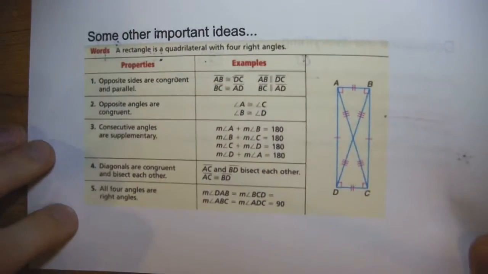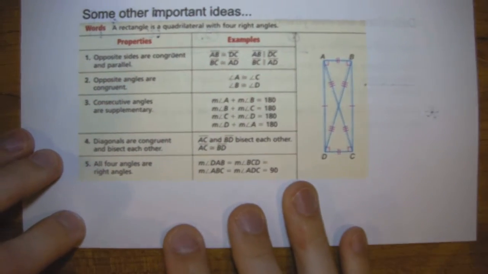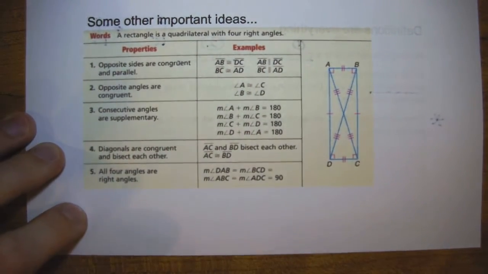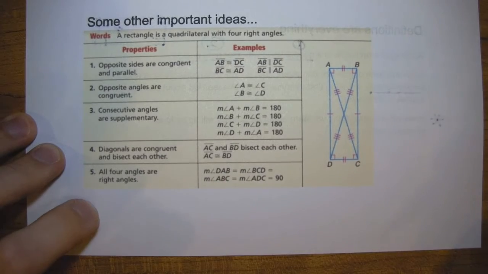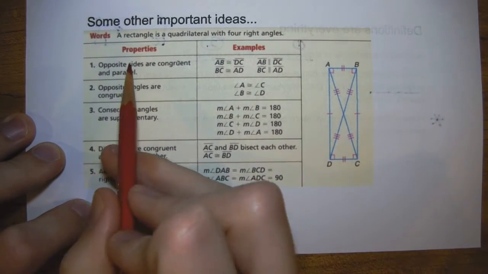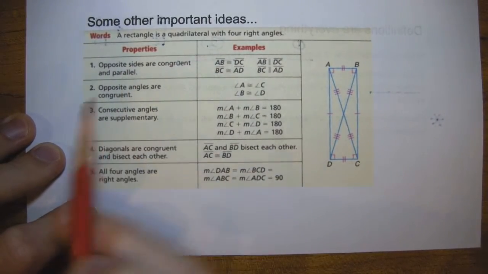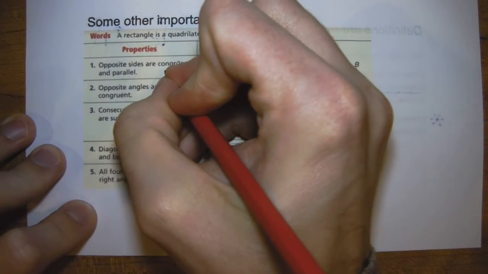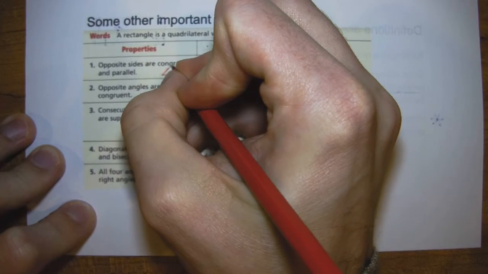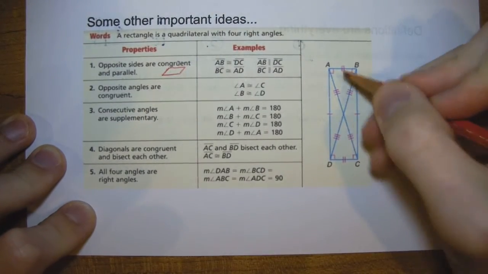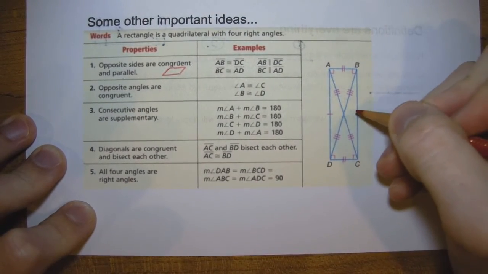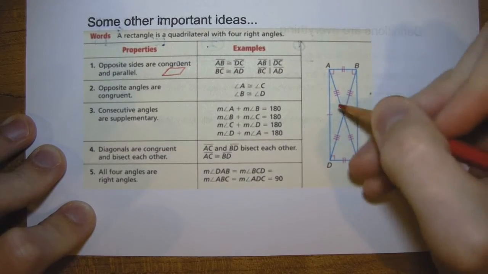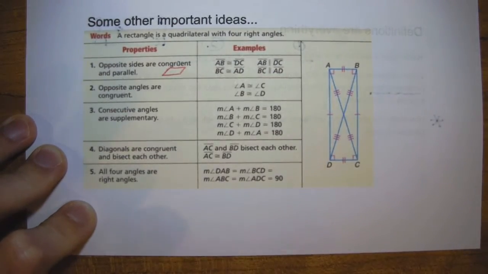All right, some other important ideas. Now, a lot of these you're going to notice borrow from what we did with parallelograms. So we've got ourselves just sort of a nondescript rectangle here that we can work through. Opposite sides are congruent and parallel. Again, we get that based on our parallelogram work. So I'm going to draw us a little parallelogram in here just to remind us that's where we pull that from. So AB and DC are the same. AD and BC are the same. Of course, those opposite sides are also parallel.